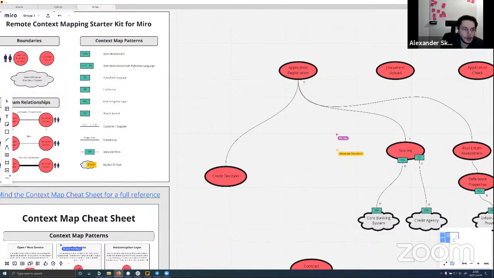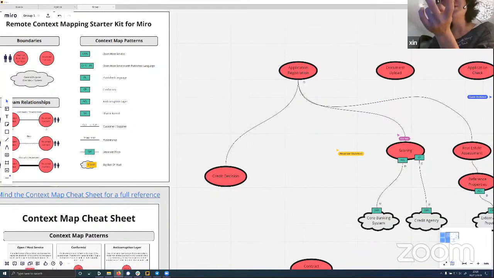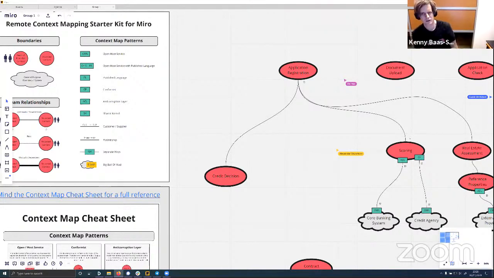Should be customer supplier, and scoring and real estate are customers, and application registration is just a supplier, in my opinion. To support it, that means you need to switch the upstream downstream. Yeah, you're reversing that, because the downstream is the side that can be the customer. So even though you're downstream, you can have some influence anyhow. That's how I understand it. A customer has influence, and maybe even veto power, as they say.